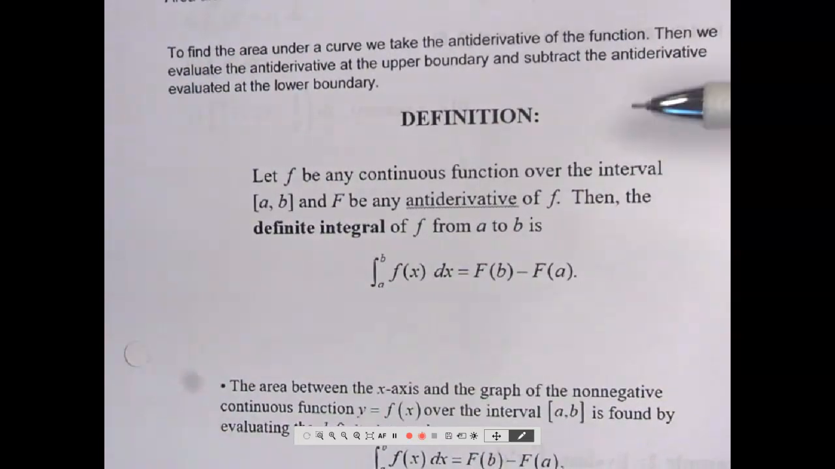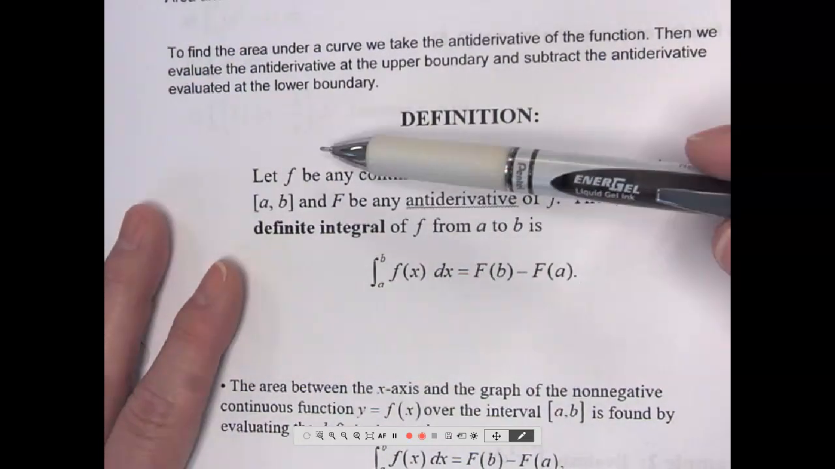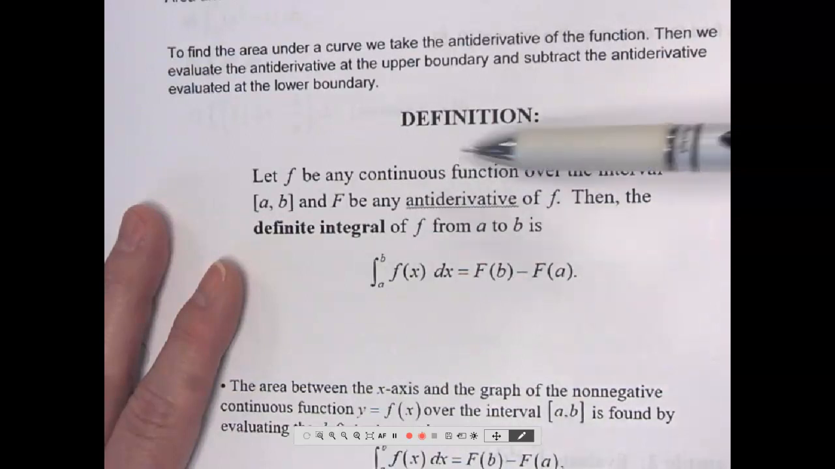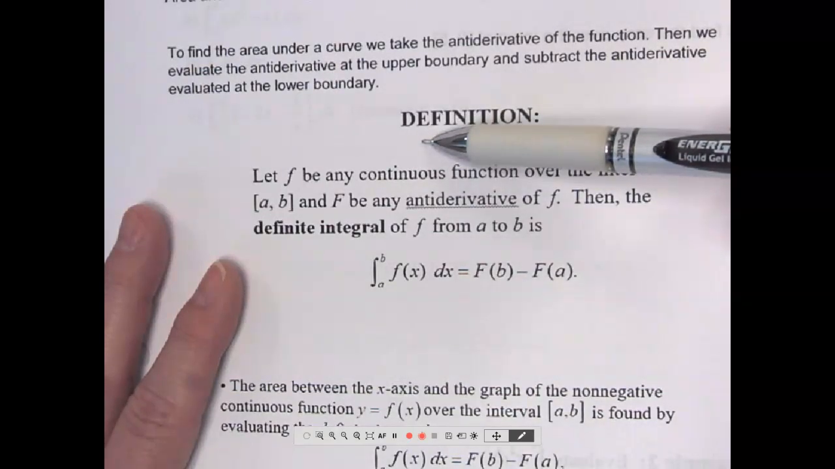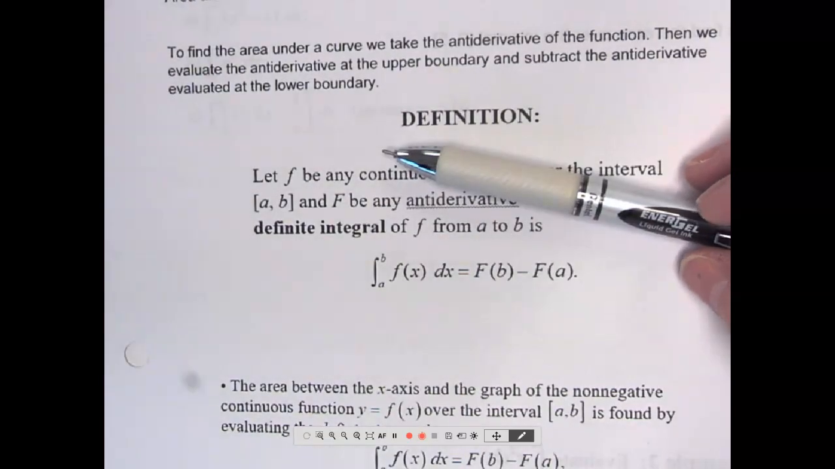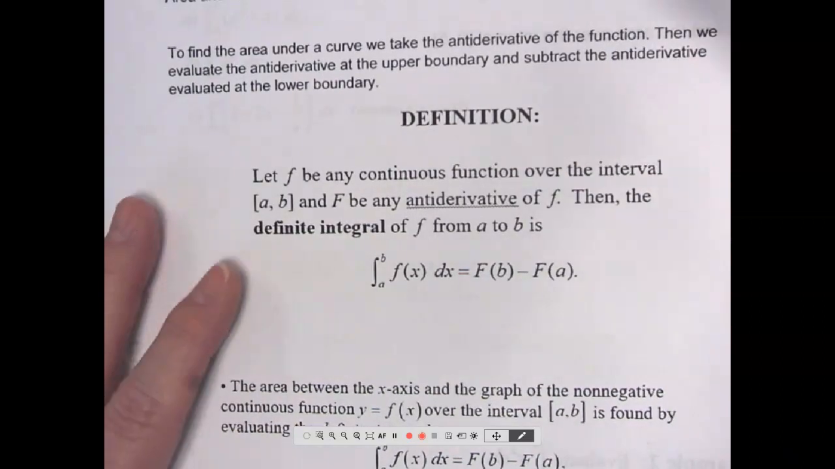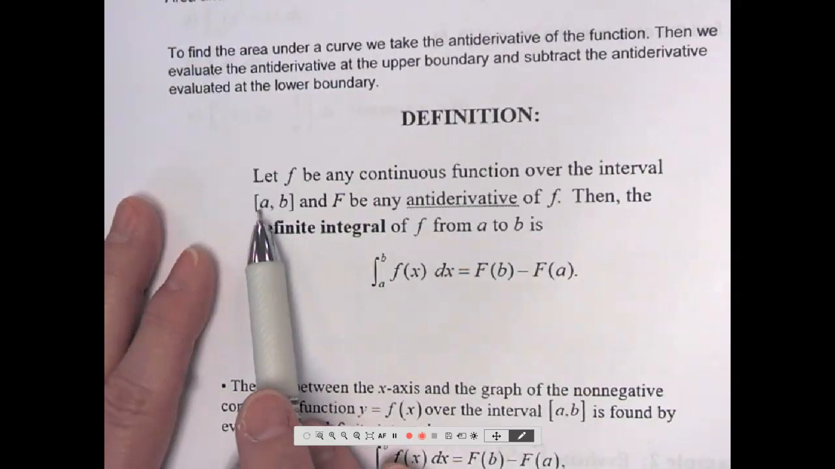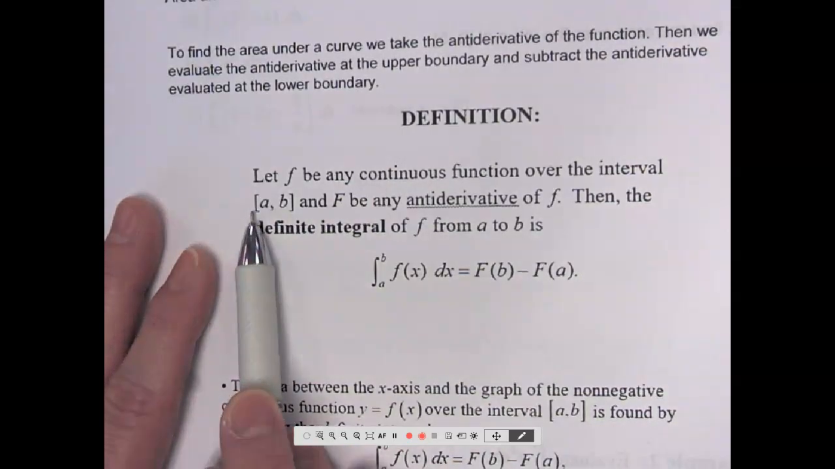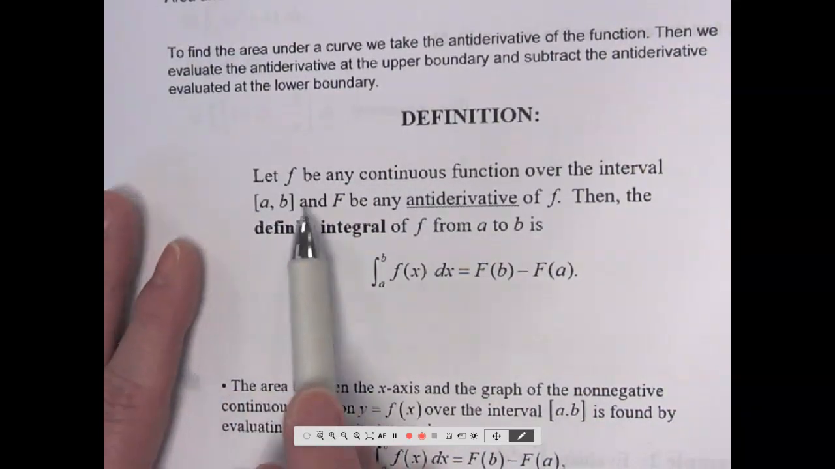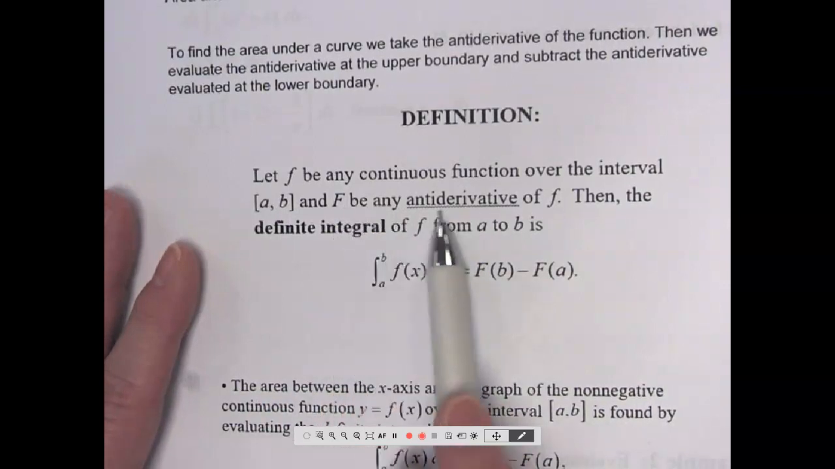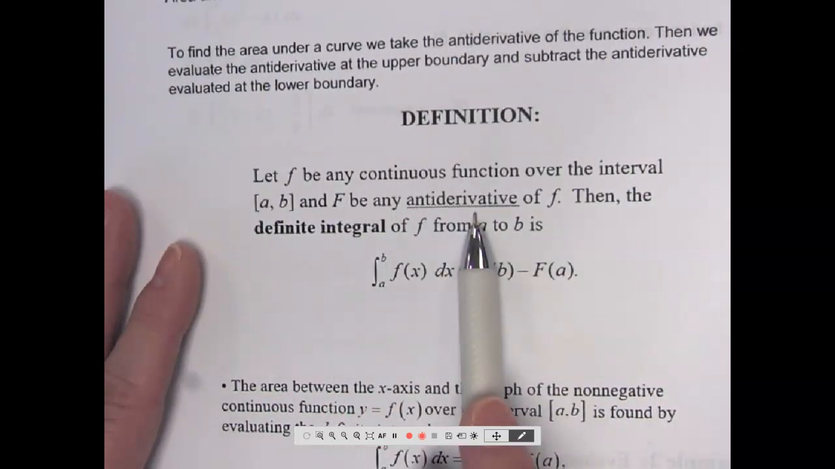Okay, so here's an official definition. Let f be any continuous function. What does continuous mean? Yeah, like you can draw it without picking up your pencil. No breaks in it, no jump discontinuity, no vertical asymptotes, things like that. Over the interval from a to b. So this would be a lower x boundary and an upper x boundary. And capital F is the antiderivative of that function.